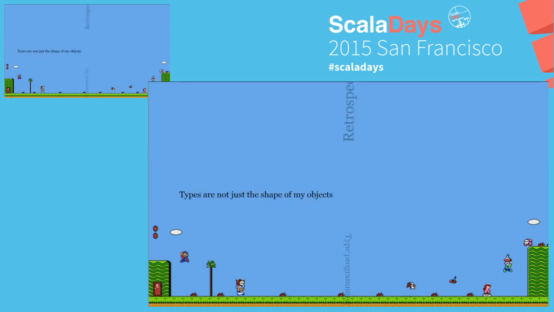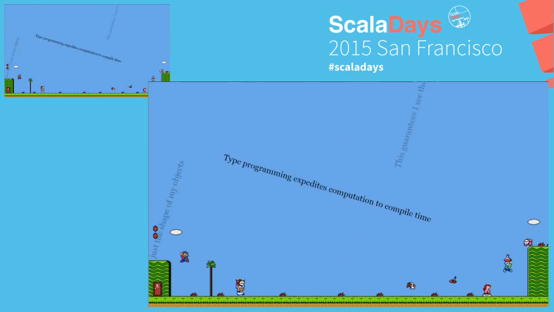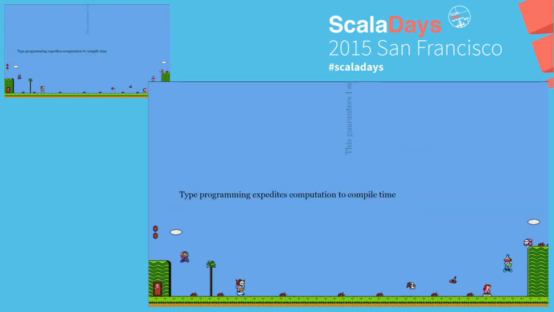Turns out I was wrong. Types are not just the shape of my objects, of my runtime stuff. That's not really what I've got. Actually, it's kind of like you're expediting computation, right? I'm doing the same computations. I'm just making the compiler do it. I'm still checking the size. I'm not just waiting until way too late. I'm doing it at compile time. And it guarantees I see the errors instead of my users.